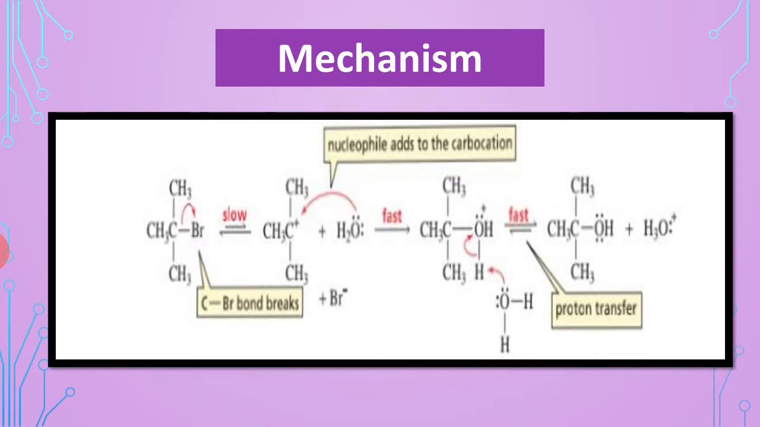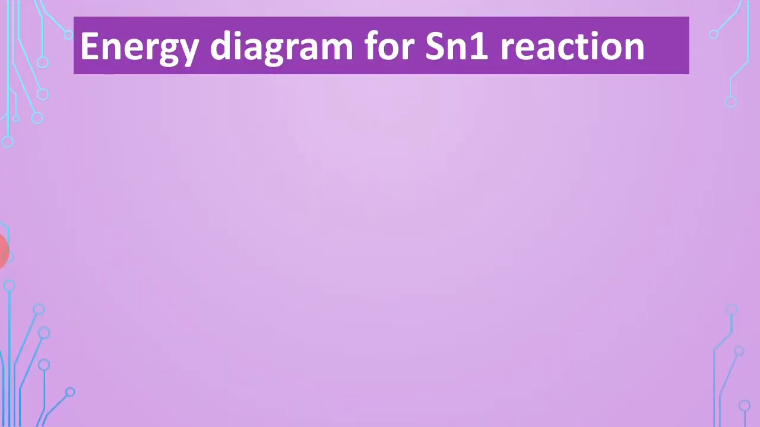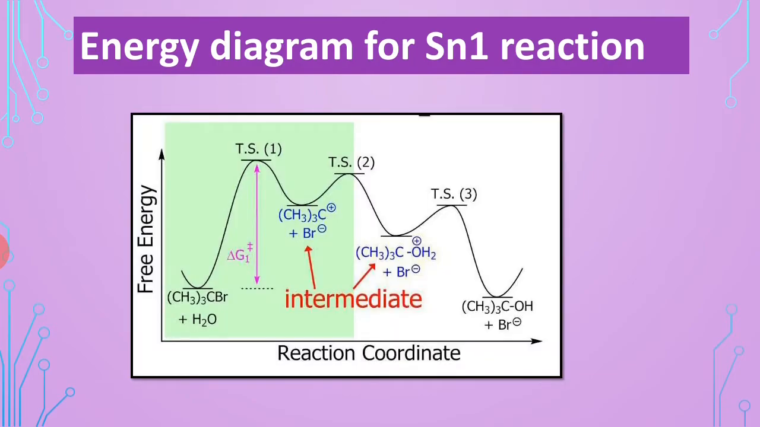Understood? Then why do tertiary alkyl halides undergo SN1 reaction? Because tertiary carbocations are more stable than primary and secondary. Next, the energy diagram for SN1 reaction. In SN1 reaction, the activation energy for step 1 is highest because it is very difficult to break the single molecule, and hence step 1 is the slowest step. It is also called the rate determining step. But once the carbocation is formed, the nucleophile immediately reacts with it, and hence that step is fast.